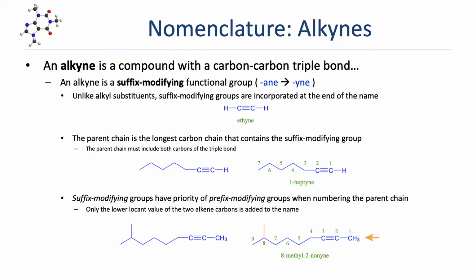And because the alkyne is a suffix modifier, it actually has priority. So while it's sort of a 2-to-2 tie for the methyl group versus the alkyne, the alkyne gets priority. So we start numbering from the right, placing the alkyne on 2 and the methyl group on 8. So that means that we have a nonyne, a 2-nonyne, and then a methyl group on 8. So 8-methyl-2-nonyne.